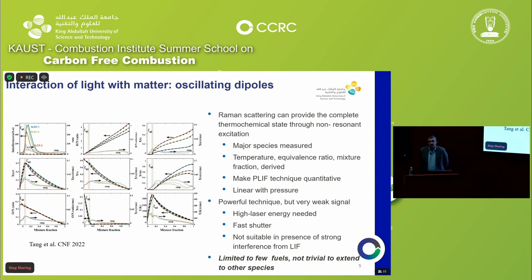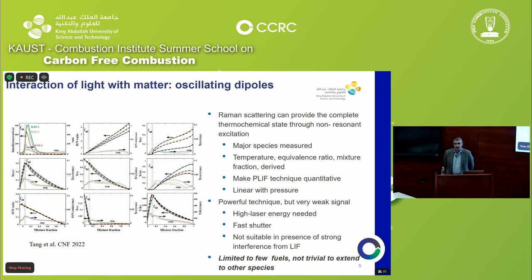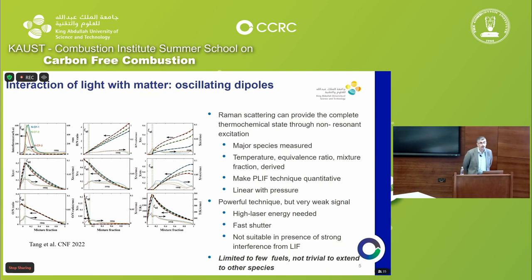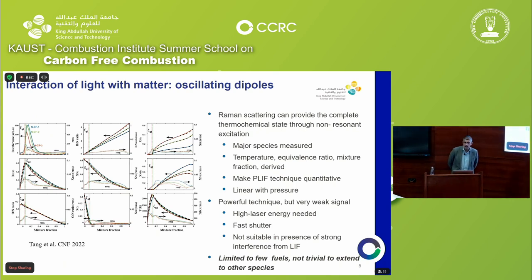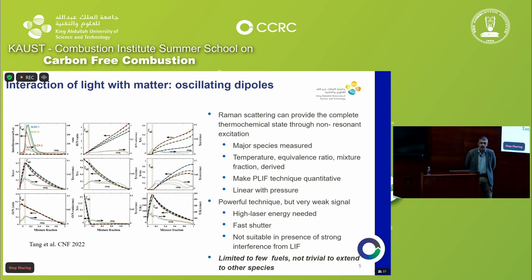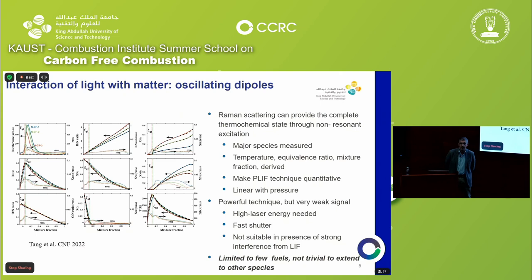In particular, the technique works well for major species because the Raman signal is fairly weak, so minor species, although in principle detectable, are going to be very challenging to measure. But all the major species can be measured at once. And if you measure all the major species, then you can derive important quantities such as temperature, mixture fraction, equivalence ratio.